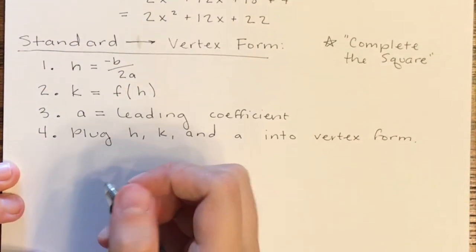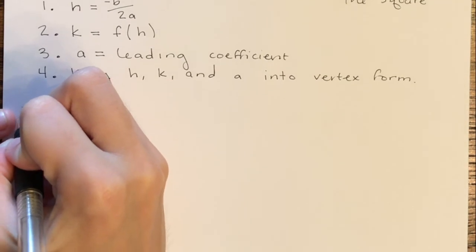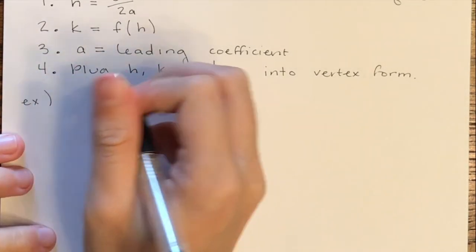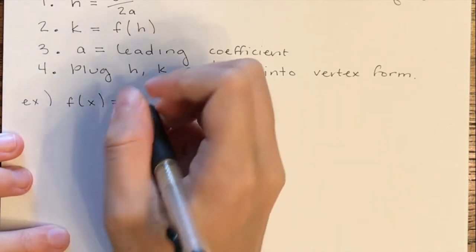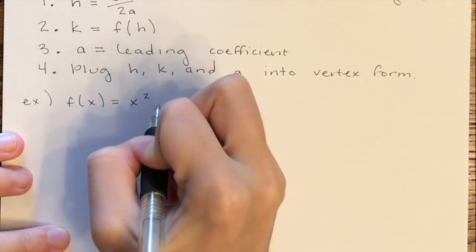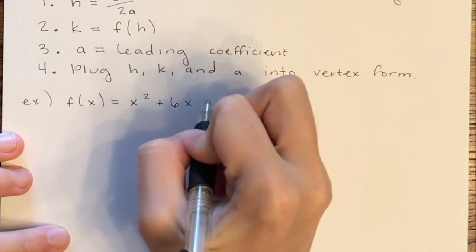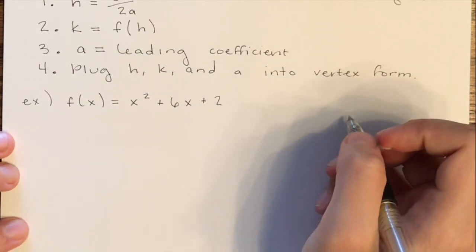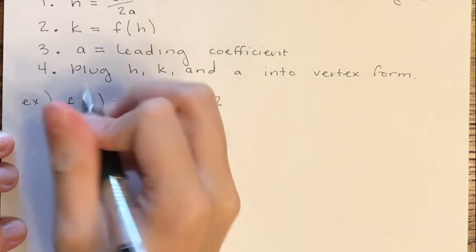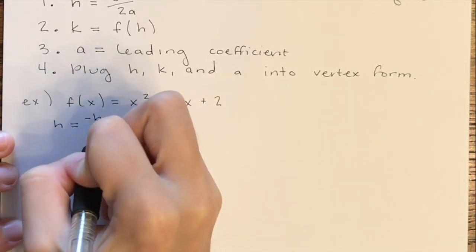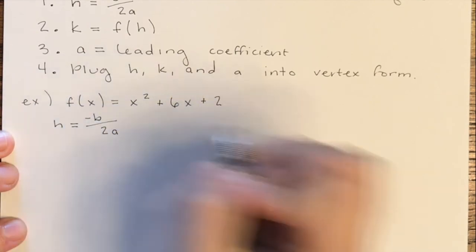So let's give this a shot. Let's say we're starting with, let's use a different function this time. So we have f of x is x squared plus 6x plus 2. All right, our first step is to find h. We need to use our little formula, which is negative b over 2a.